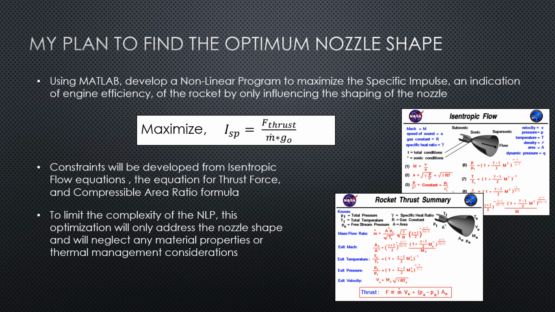To find the optimum design of a nozzle for a given rocket, I plan on using MATLAB to develop a nonlinear program to maximize the specific impulse of the rocket by only influencing the shape of its nozzle. The specific impulse is a good indication of engine efficiency. The constraints will be developed from isentropic flow equations, the thrust force equation, and the compressible area ratio formula.